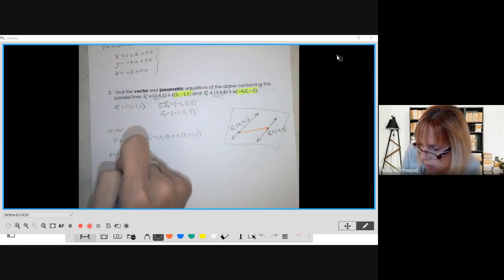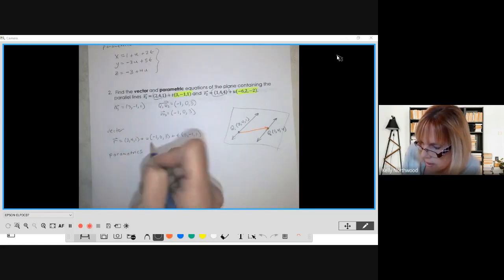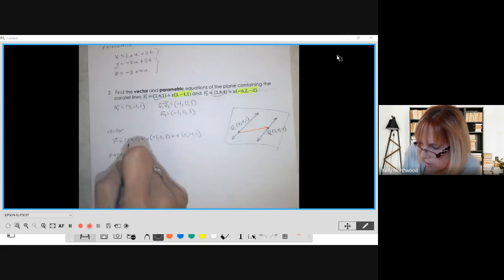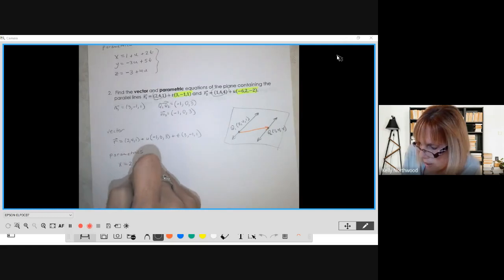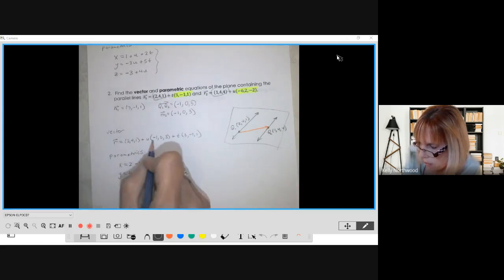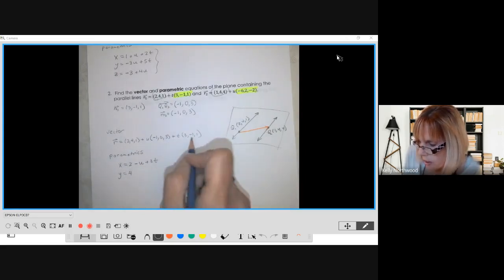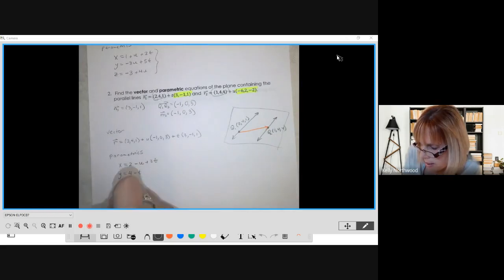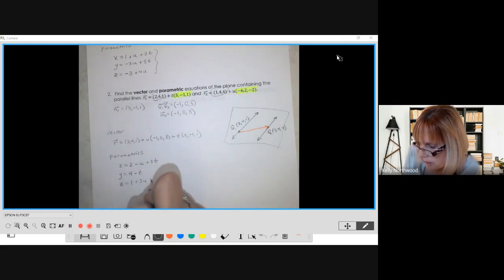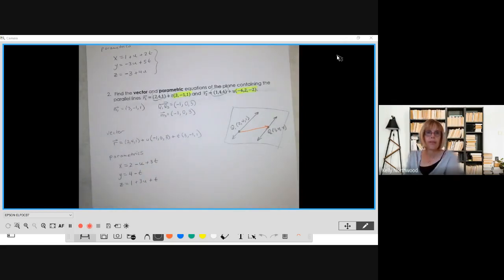And then the parametrics would be x equals 2 minus u plus 3t, y equals 4 plus 0u, so I don't need to show that, minus t, and z equals 1 plus 3u plus t. So then we've got vector and parametric equations of the plane containing parallel lines.